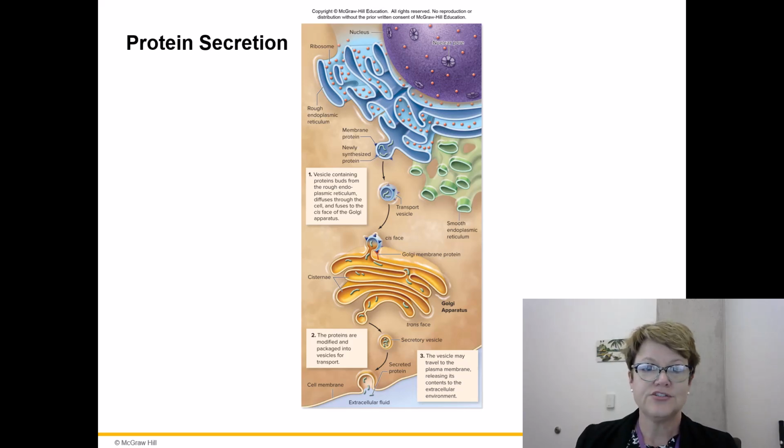So in this lecture segment, we're going to learn about two processes. One is called protein secretion, in which the organelles are going to work together to accomplish something. And so the first one is shown here, and then the second one is called intracellular digestion. So let's go over protein secretion.